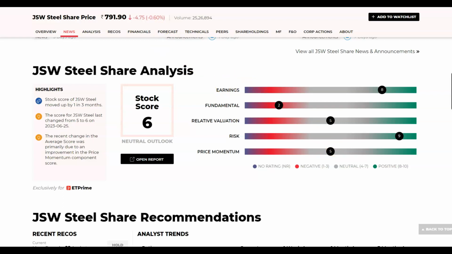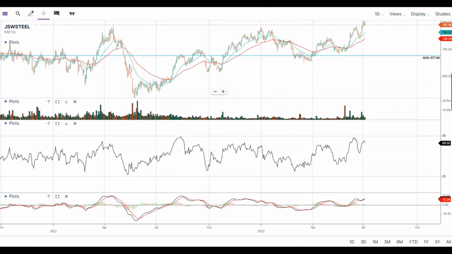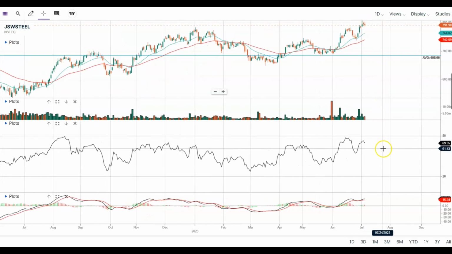Now let's look into the chart of JSW. If we look into the chart of JSW, then it is finding resistance at this level of 792. The stock has fallen from this level earlier as well. This is the first time, second time, and it's the third time. So the stock is facing resistance over here.